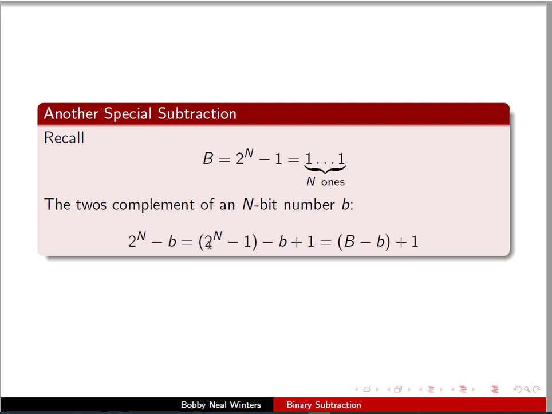But initially, let's think of it like this. Take that 2^n minus 1, so subtract out a 1 and then add it back. And so we'll have B minus b plus 1. So we can think of our twos complement as taking the ones complement, this capital B minus b, and then adding 1 back to it. So that's one way to think about this.